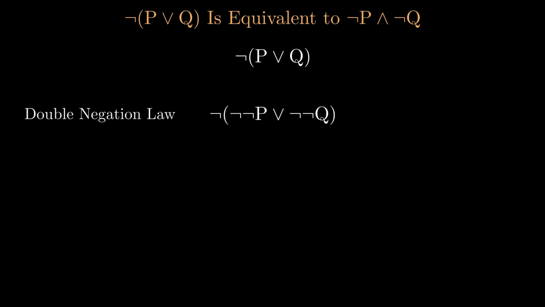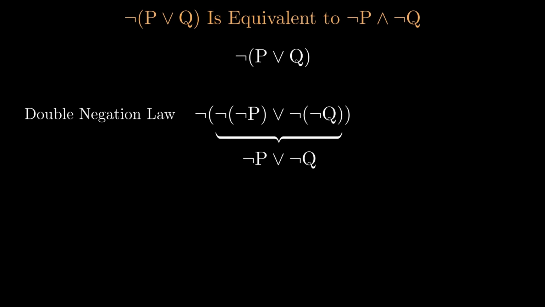Now the key here is to see that this part inside the set of brackets is really just the right-hand side of the first De Morgan law, but with P as not P and Q as not Q. It might be clearer to define the laws using different letters, let's say A and B. Now, if you plug in not P into A and not Q into B here, you get exactly what we have over here after the double negation.